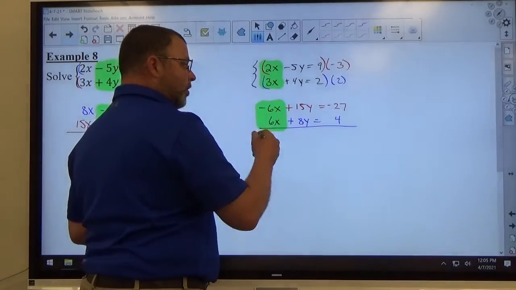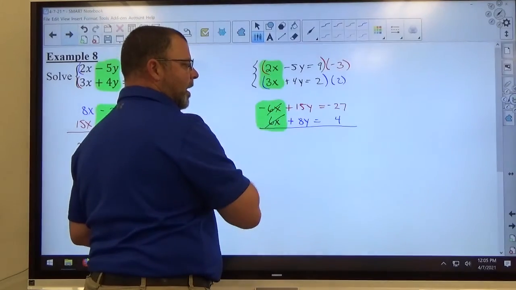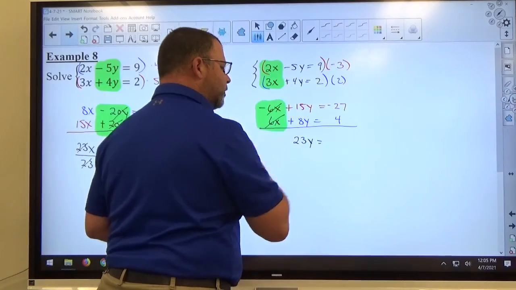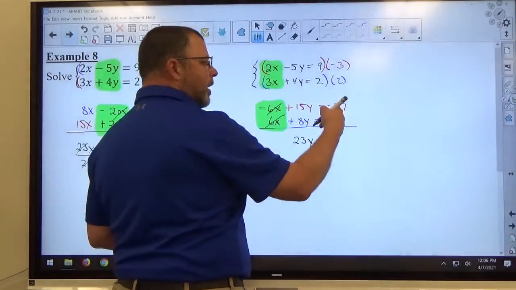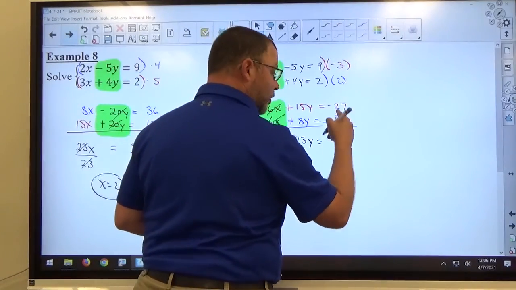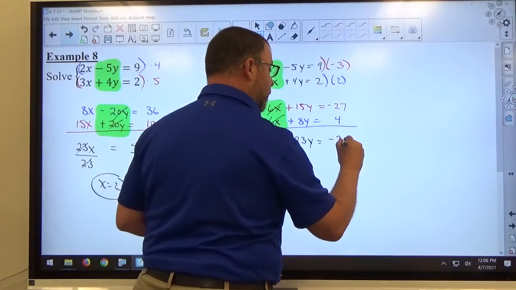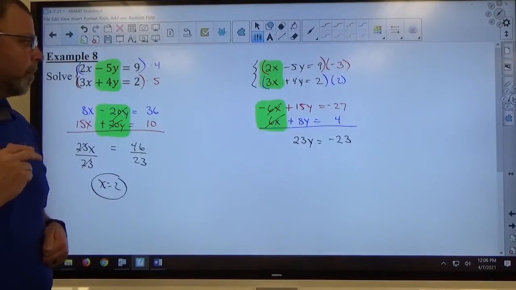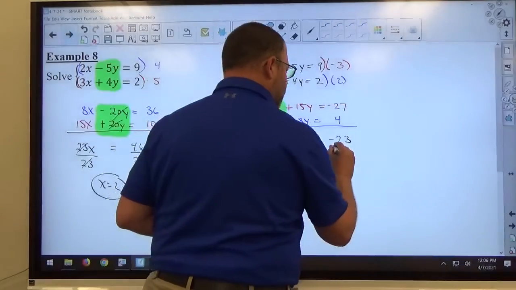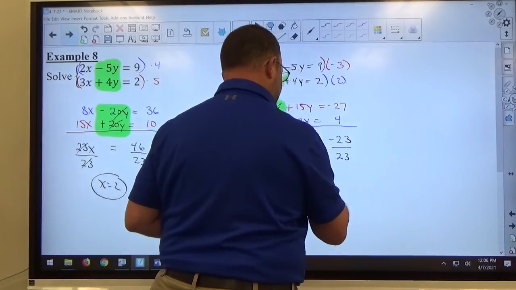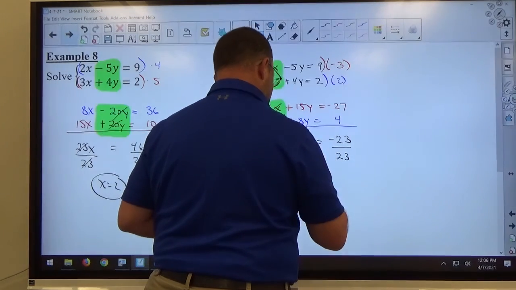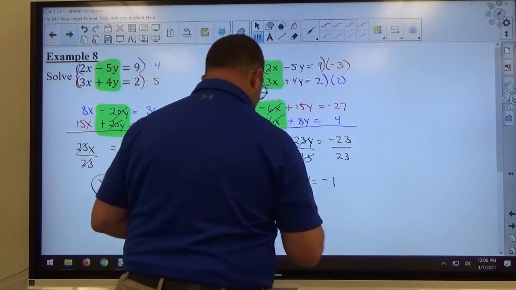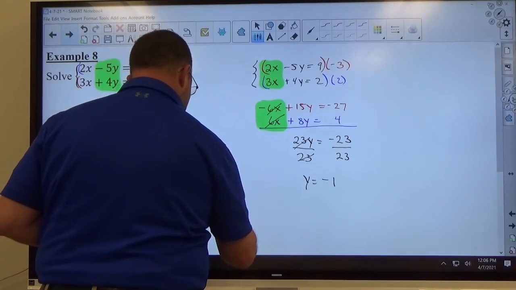So when I add the equations together, negative and positive 6x cancel. 15y plus 8y makes 23y, what I wanted. Y is still around. Negative 27 plus 4 is negative 23. I subtract because the signs are different. It's negative because 27 is bigger. 23y equals negative 23. We divide both sides by 23. 23 divided by 23 is 1, 1 negative makes it negative. So negative 1, my correct answer is x equals 2, y equals negative 1.